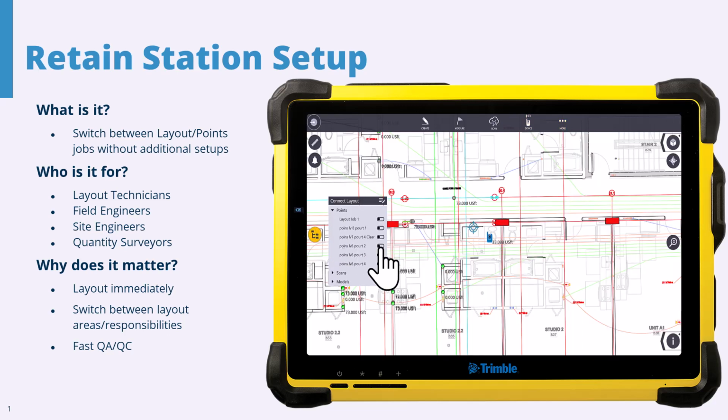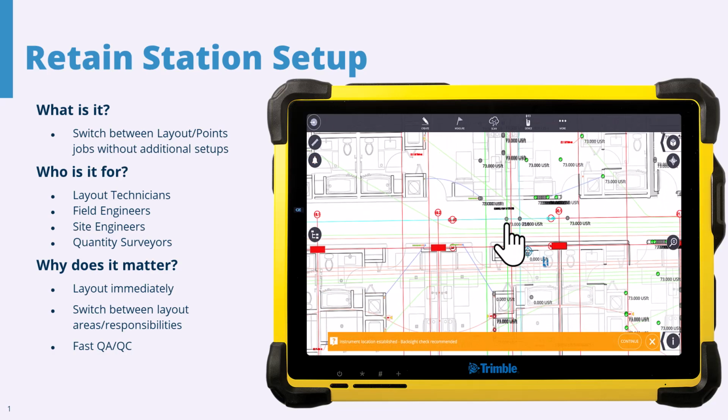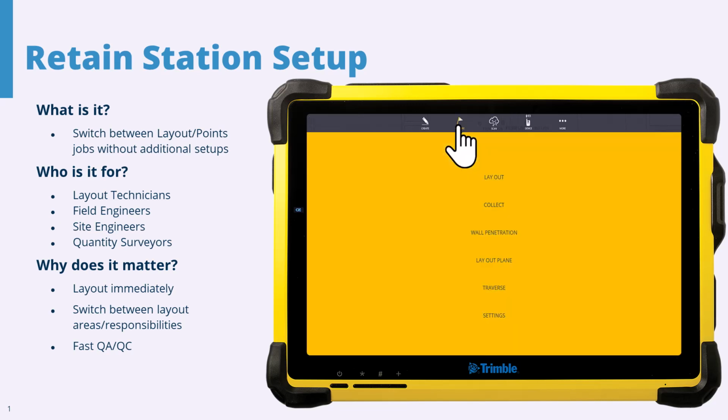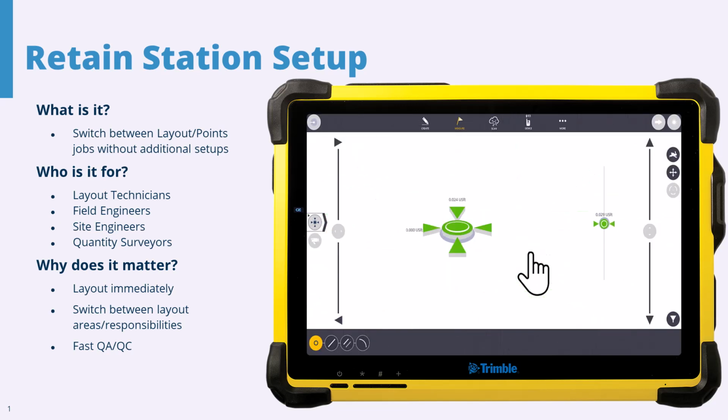If I wanted to go check or lay out some pour 2 jobs, you can see it'll establish position and bring over those control points that were used to set up. It will warn me to check a backsight just to make sure we're in the right spot. But I can then switch in here and start to lay out those other points from that setup from that first job.